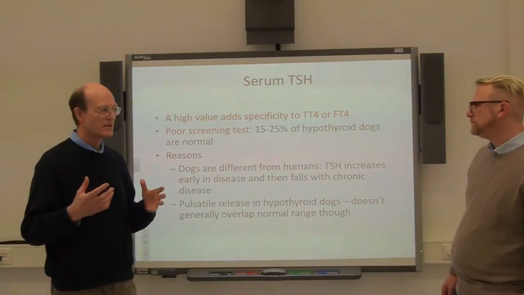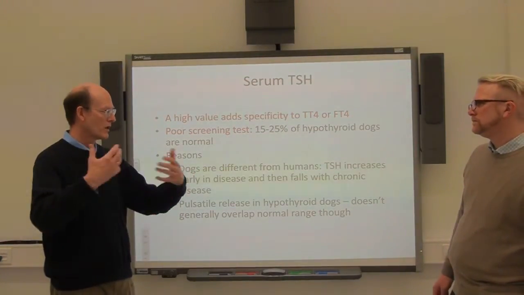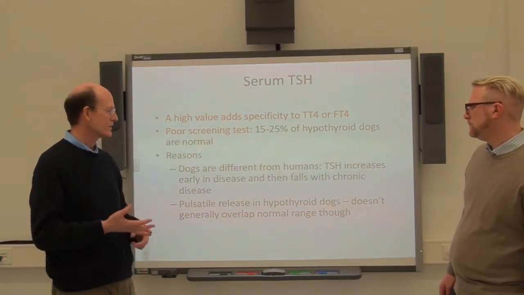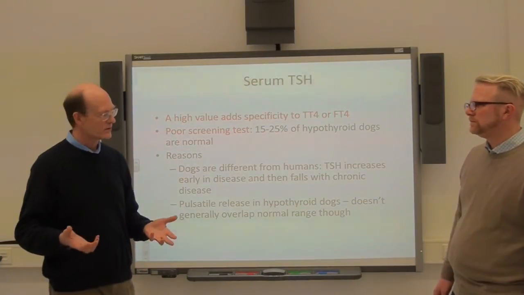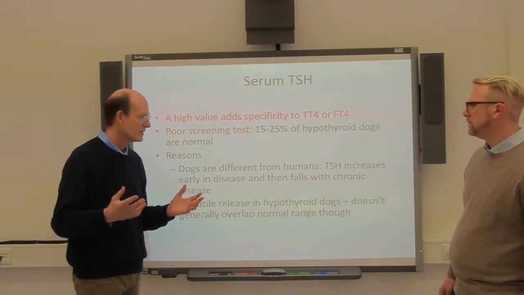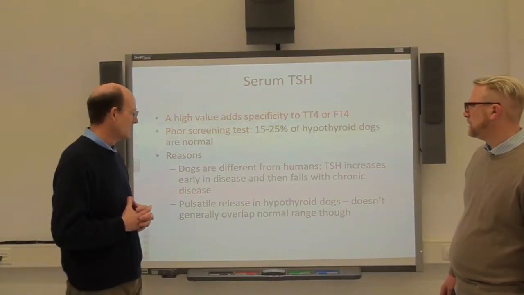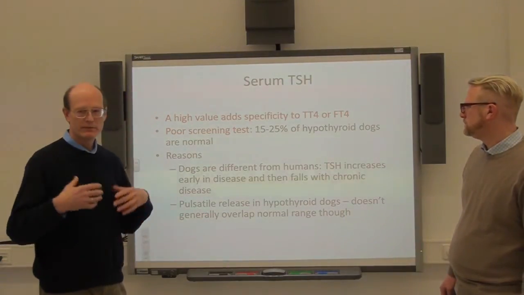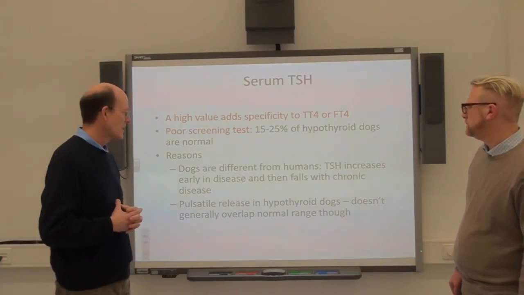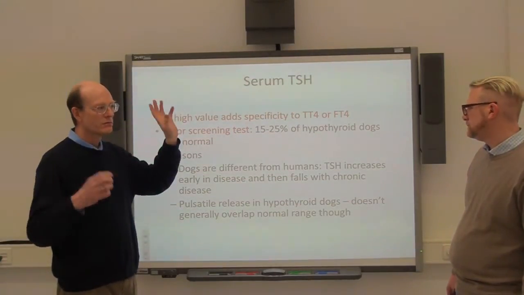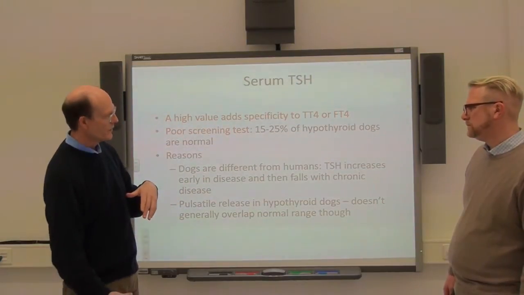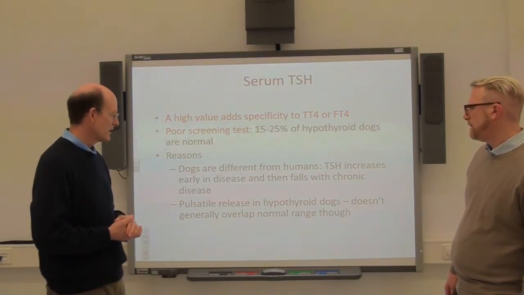TSH, it turns out, seems to increase for a while, but in chronic hypothyroidism, it eventually goes down. We don't know if there's exhaustion, we don't know if it's just some alteration in receptor sensitivity in the pituitary. It's not clear. There's also known to be pulsatile release of TSH in the dog, but those pulses probably don't go far enough to explain the fact that some of them are so low that they're normal and not elevated.